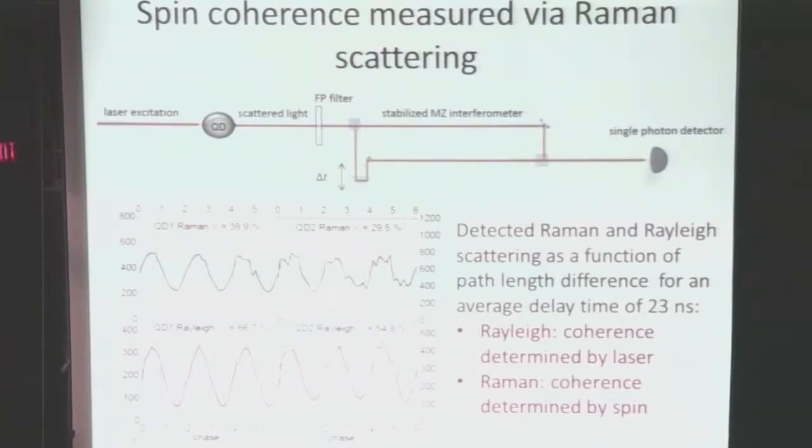So if you make sure that your laser coherence is long, then you can use the interference of Raman photons to determine what the spin coherence time is, or at least in this case, to make sure that the spin remains coherent for the time scales that are of interest to us, which is on the order of 20 nanoseconds.